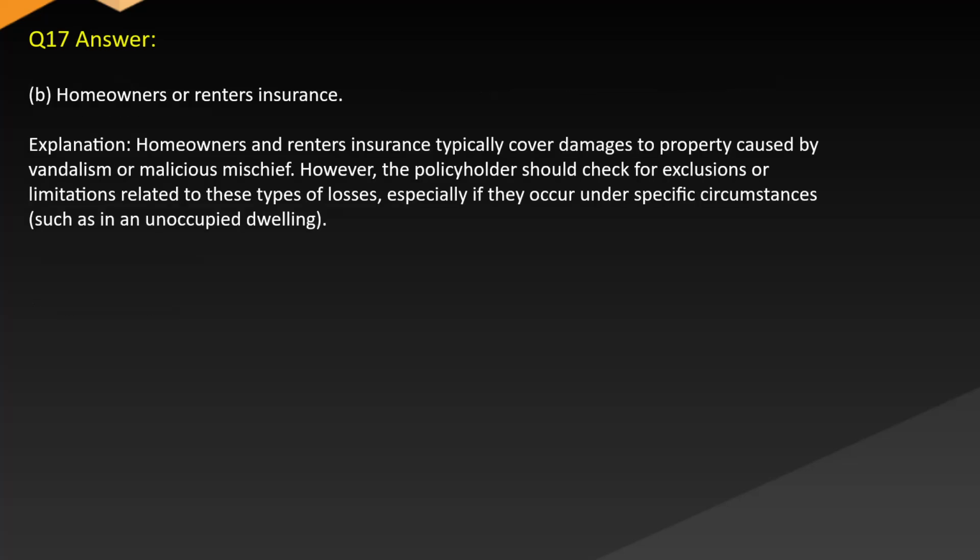Answer: B. Homeowners or renters insurance. Explanation: homeowners and renters insurance typically cover damages to property caused by vandalism or malicious mischief. However, the policyholder should check for exclusions or limitations related to these types of losses, especially if they occur under specific circumstances, such as in an unoccupied dwelling.